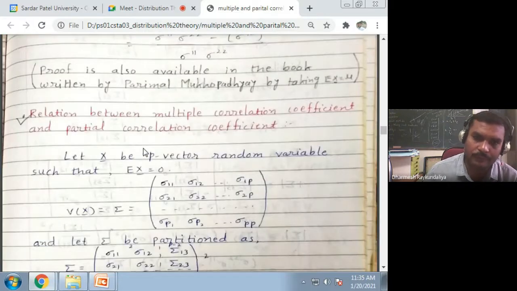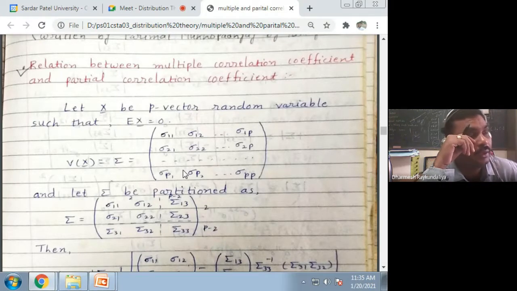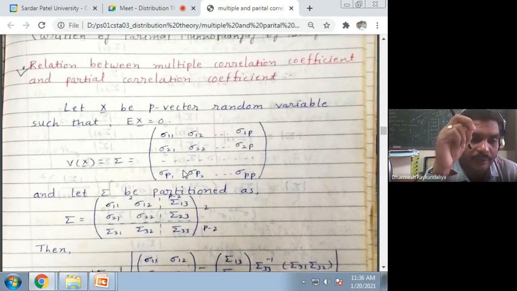So now if I wish to prove the relation between the multiple correlation and partial correlation, it is also very simple. Let us show what the relation is between the multiple correlation and the partial correlation. What is multiple correlation? It is a correlation between x1 and some linear function of x2.